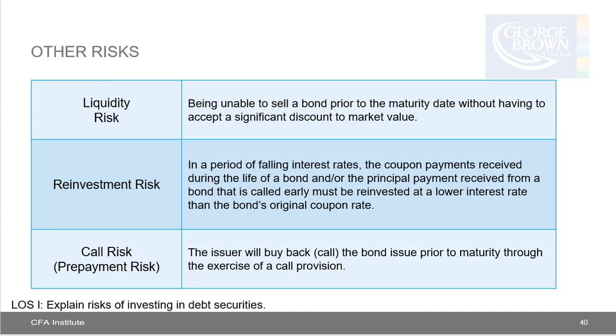And finally, on this slide, call risk or prepayment risk is when the issuer will buy back or call the bond issue prior to maturity through the exercise of the call provision. And of course, that risk would only apply to bonds with a call provision on them, callable bonds.